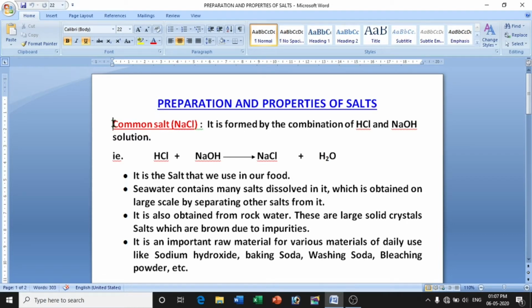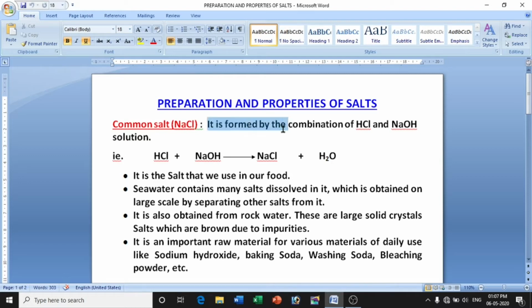So first we will discuss common salt, NaCl, which is the chemical formula, and the chemical name is sodium chloride. Okay, sodium chloride, or it is also known as table salt. Now how is it formed?